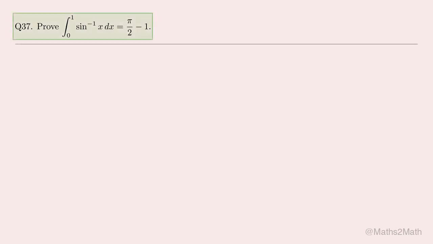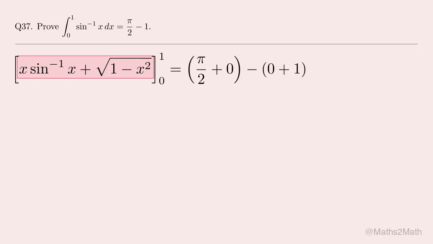Question 37, the last proof. Parts with 1. X arc sine plus the root, the antiderivative of inverse sine. Pi over 2 minus 1.